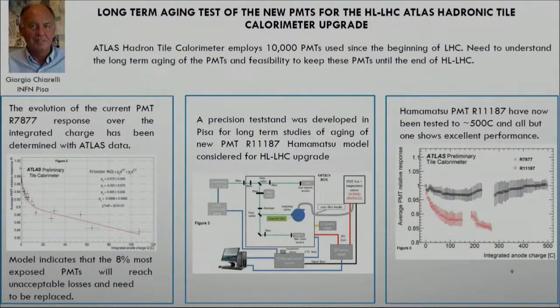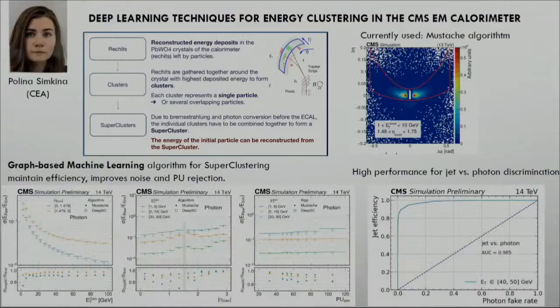There is a numerical model developed which indicates that about 8% of the PMTs would lose so much during HL-LHC that it's not acceptable. And we need to replace them with a different type of PMT. The Pisa group developed a precision test stand to do very long-term studies of the aging of PMTs and have tested a new Hamamatsu PMT up to 500 coulomb, which would then cover, I think, more or less the entire duration of HL-LHC. The red ones are the current PMTs in ATLAS, and here are the new PMTs, which show very good behavior. Okay, moving on to particle reconstruction.